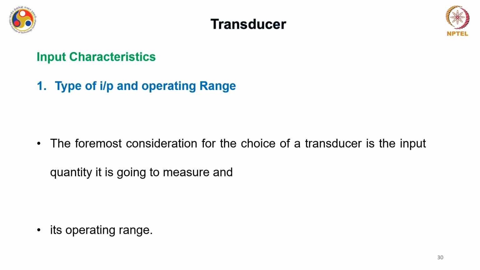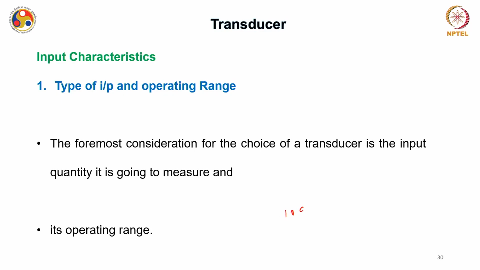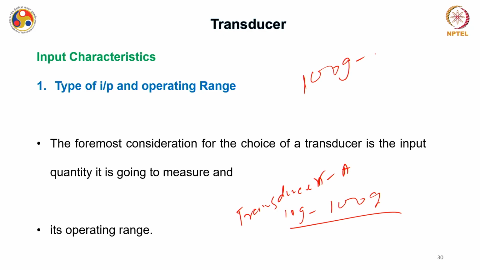The foremost consideration for the choice of a transducer is the input quantity that your transducer is going to measure and what will be the range of the operation. Say I have a transducer A and transducer B. Transducer A might be very suitable for the measurement of a certain range of parameters, say 10 g to 100 g force measurement. However, I have another scenario where I need something like 100 g to 1000 g, and I want to measure something around, say, 250 g.